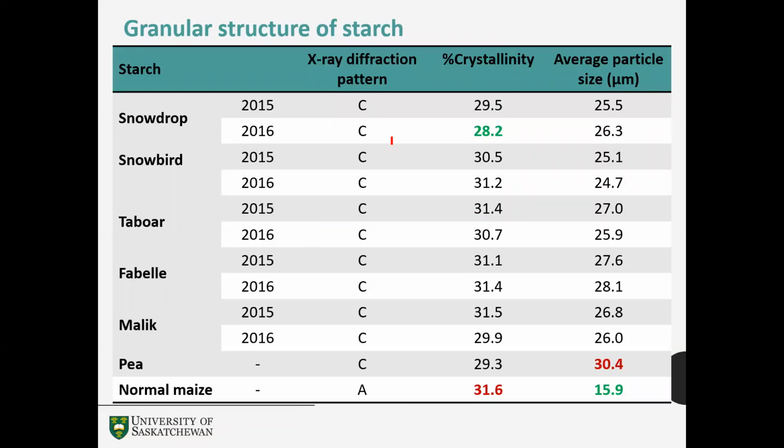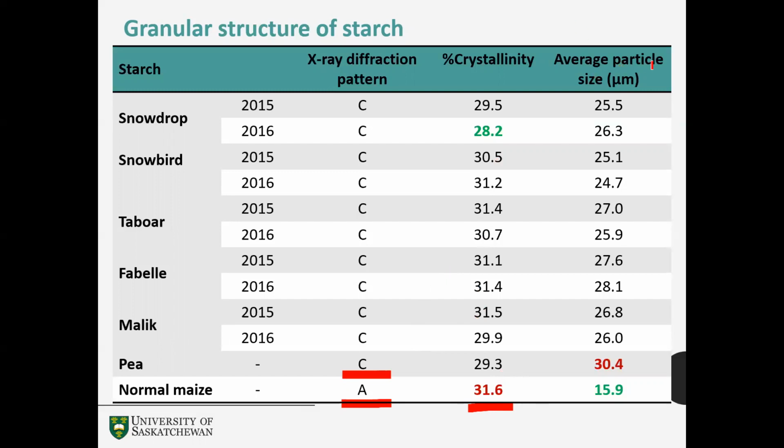We determined the X-ray diffraction pattern of all the starches. All the pulse starches show a C-type X-ray diffraction pattern, which is known to be a combination of A and B-type polymorphs. And then the normal maize starch displayed the typical A-type X-ray diffraction pattern. We also measured the percentage crystallinity. Most of the pulse starches show slightly lower percentage crystallinity than the normal maize starch. Normal maize starch has a percentage crystallinity of 31.6%.